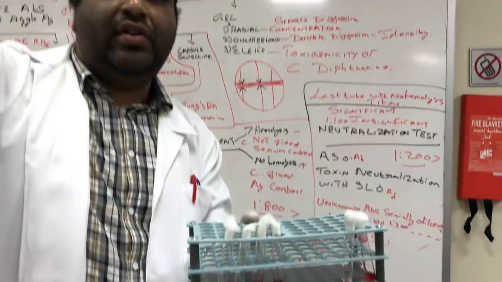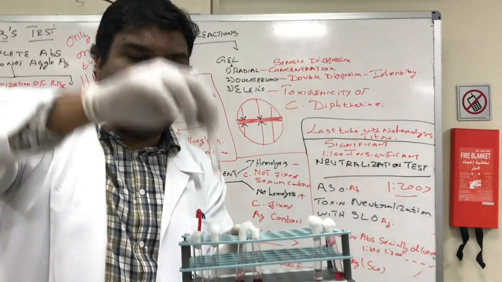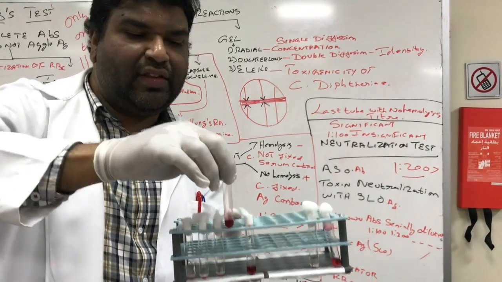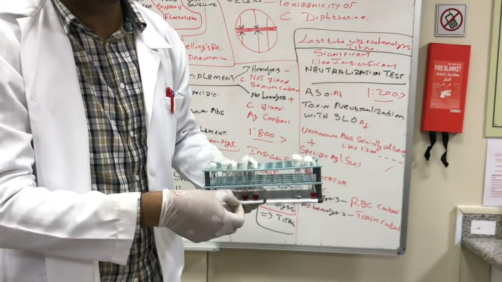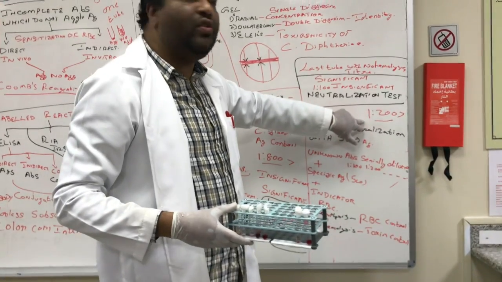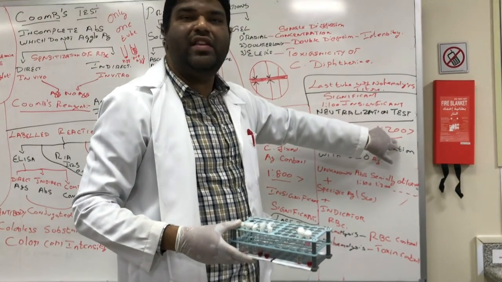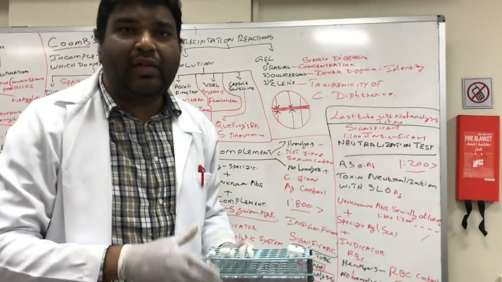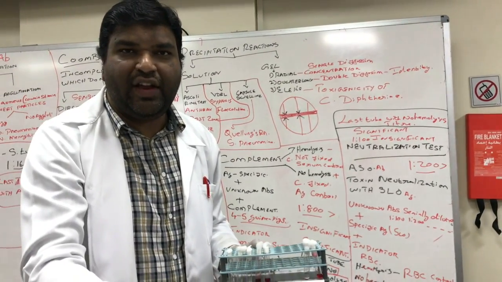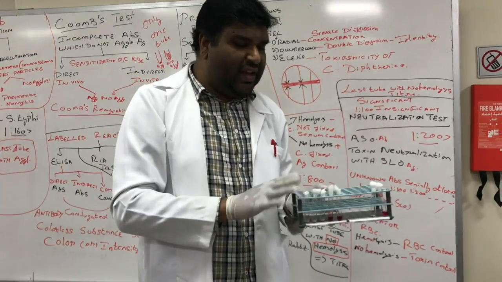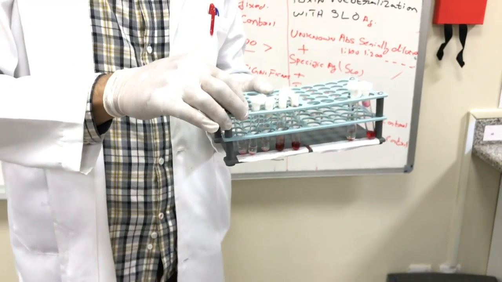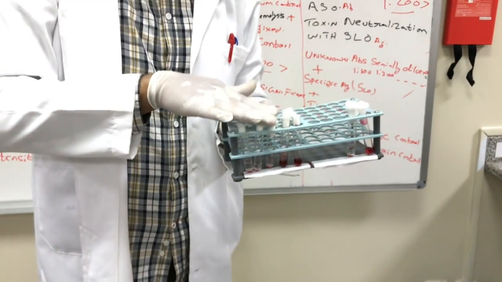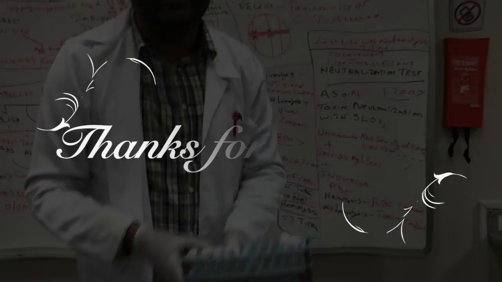See the first tube, no hemolysis. Second tube, no hemolysis. Third tube, no hemolysis. Fourth tube, hemolysis. So the third tube is the last tube which shows no hemolysis. What is the value here? 1:400. Compare it with 1:200. Okay, that means it is above. That means it is significant. That means the toxin is neutralized. Understand? You can remember only one thing here. It's very simple. Only the titer value of 1:100 is insignificant. All other values are significant.